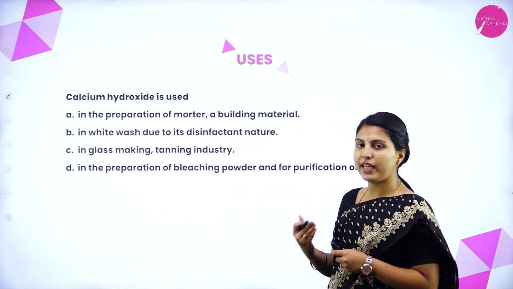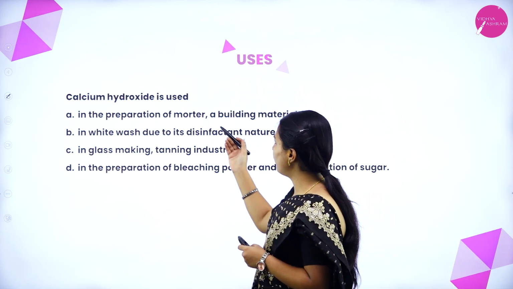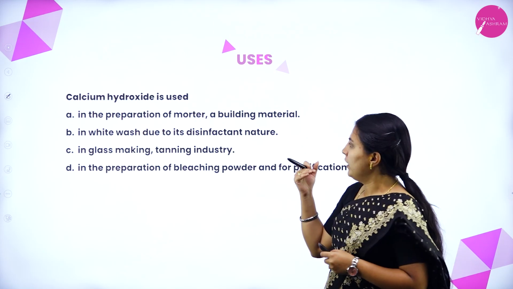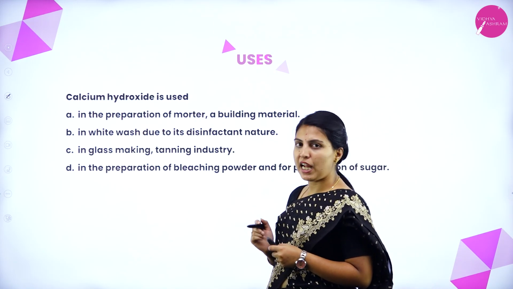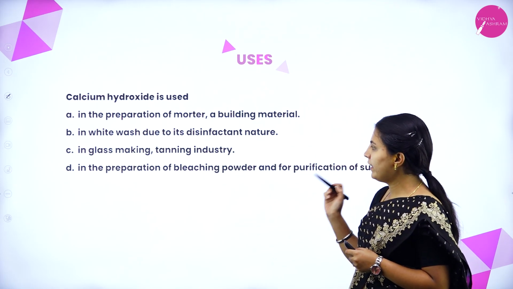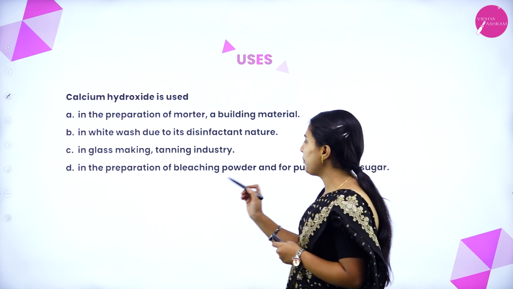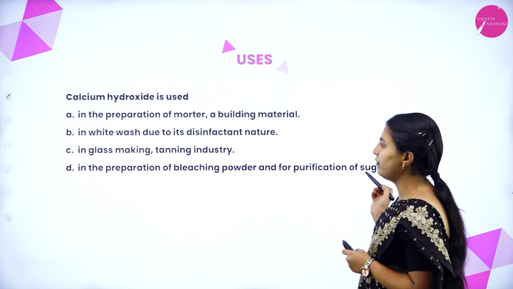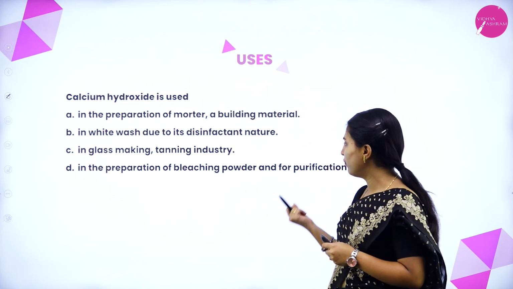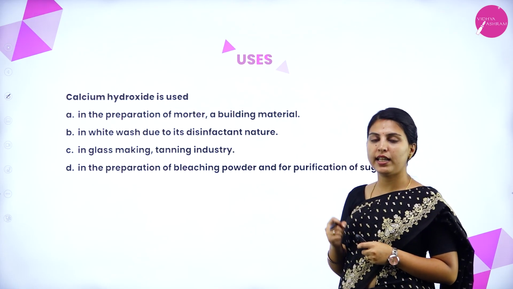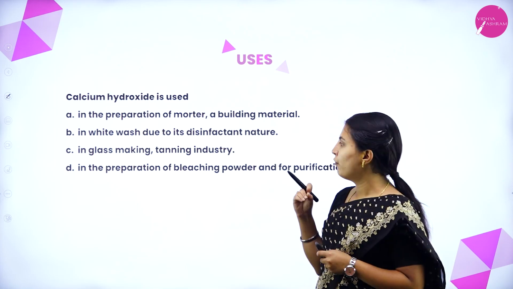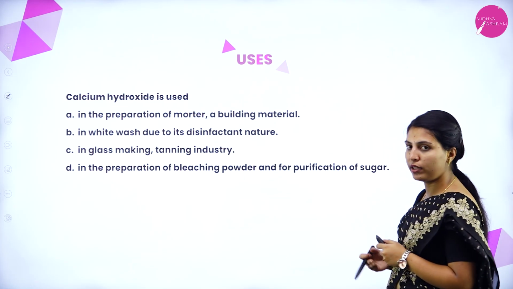Next, uses. How is calcium hydroxide used? In the preparation of mortar, a building material. In the laboratory, you have seen mortar and pestle. That mortar will be prepared using calcium hydroxide. In whitewash, due to its disinfectant nature. In glass making, the tanning industry, in the preparation of bleaching powder and for the purification of sugar. Like detergents such as bleaching powder, you have seen toilet cleaners used for that purpose. And for purification of sugar, after sugar manufacturing, purification has to be done. For that purification, calcium hydroxide is used.